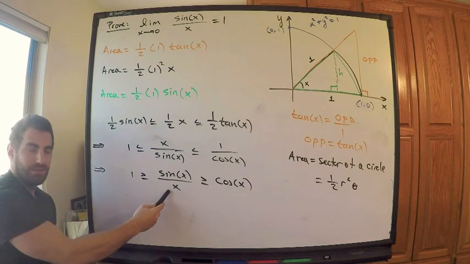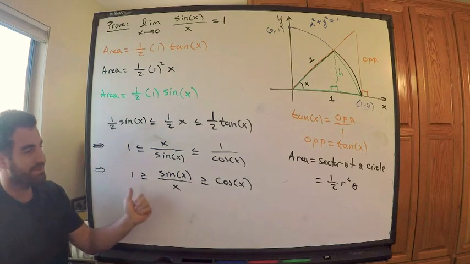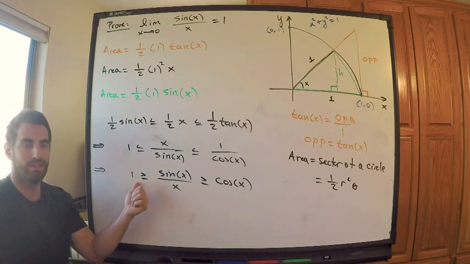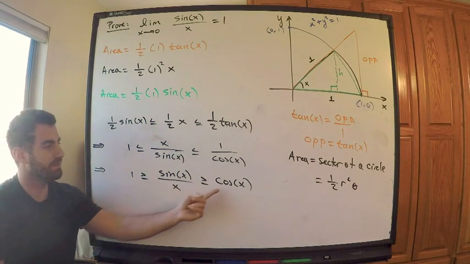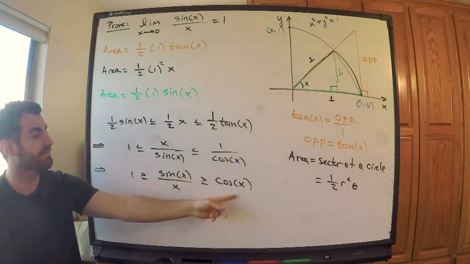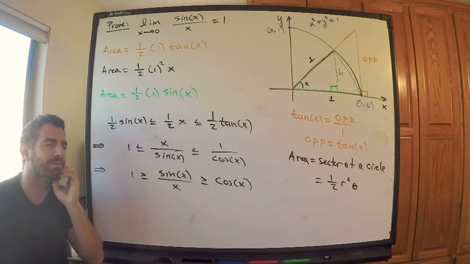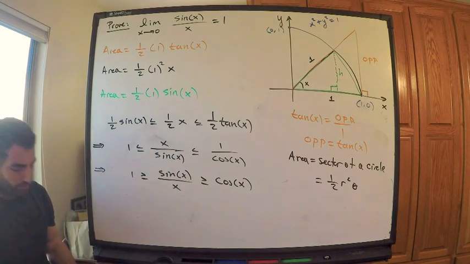This is what I want. I want this limit to be 1. But wait a minute. Take the limit of everything. The limit of 1 is 1. The limit of this is unknown. But the limit of cosine, and again, I'm taking x to 0, right? If x goes to 0, what does cosine approach? Well, what's cosine of 0? 1.